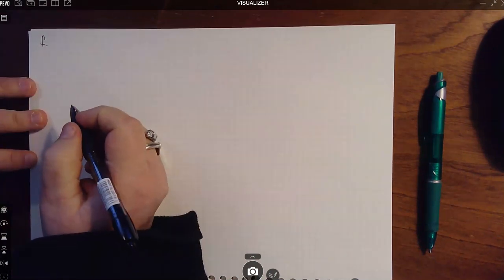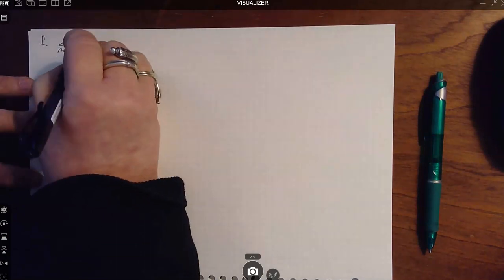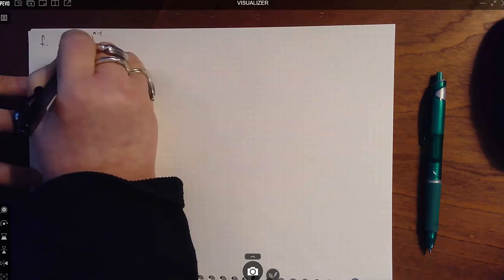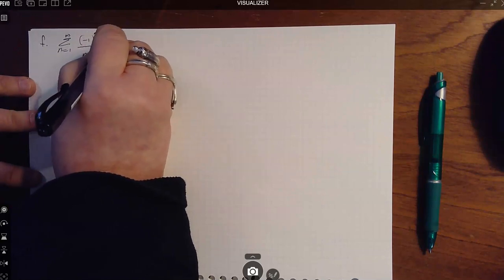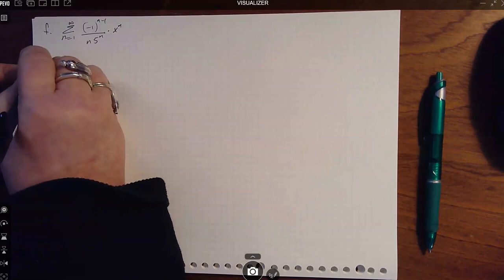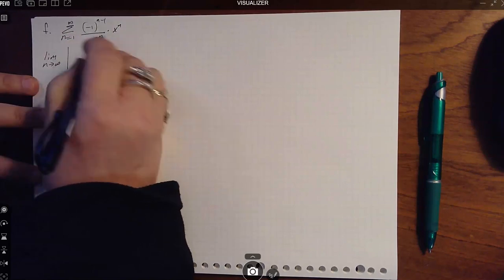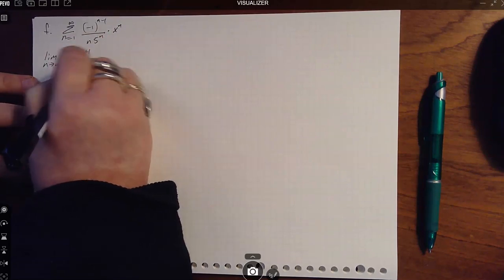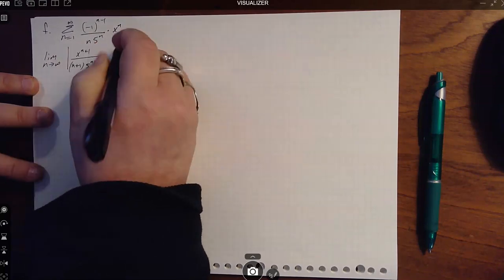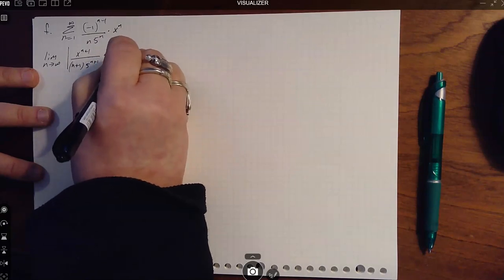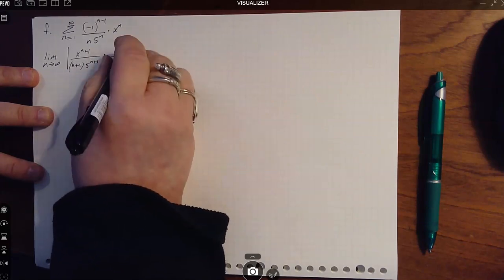Where's F? I have the summation as n goes from 1 to infinity of (-1) to the n minus 1 over n times 5 to the n, times x to the n. Ratio test. Limit as n goes to infinity. I have on top x to the n plus 1 over (n plus 1) times 5 to the n plus 1. Multiply by the reciprocal of a sub n. On the bottom, I've got x to the n.